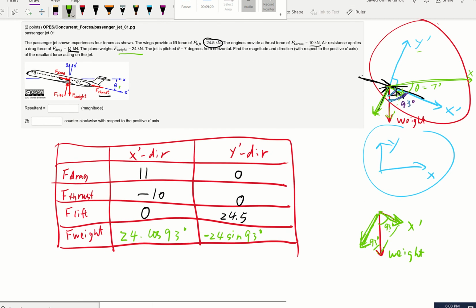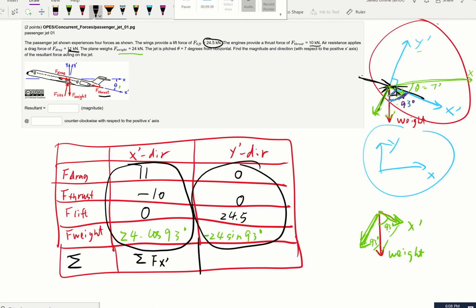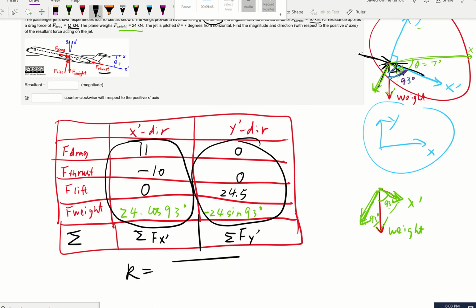Then you know all of this now. The rest is going to be easy, right? You just figure out the summation. So the summation of all the x prime direction, and we do the same thing, add all those together, the summation in the y prime direction. Then we can find our resultant. The resultant will be the square root of the summation of x prime squared plus the summation of y prime squared. That's going to give us the magnitude.